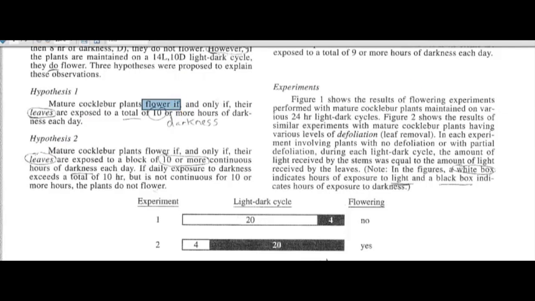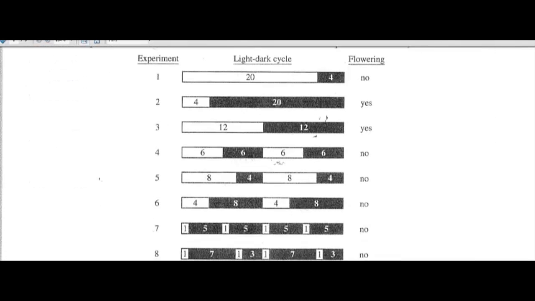in hypothesis 1. So now we have to look in experiment 4. We have a total of 12 hours, 6 and 6. But here it says in the flowering section that it does not flower. So that is incorrect. That can be crossed out right away. Let's go ahead and look at the next one.